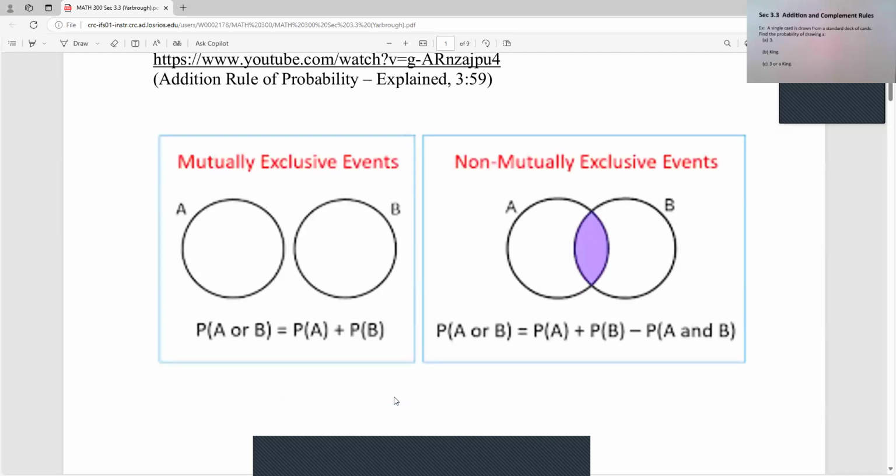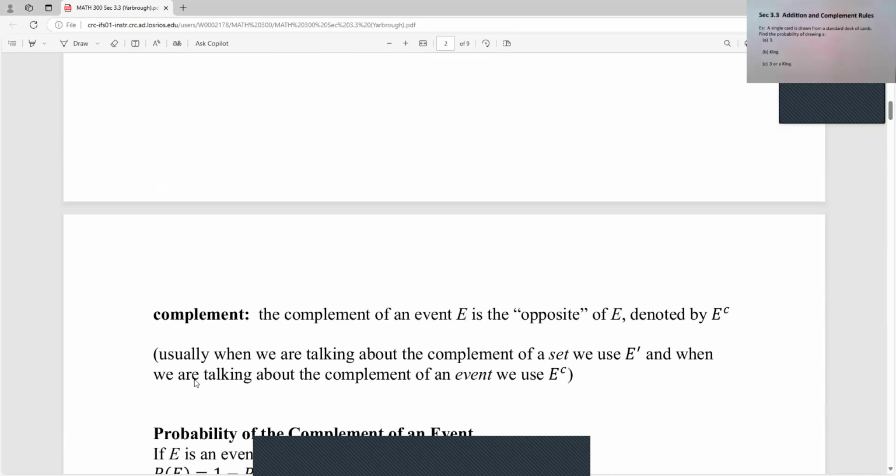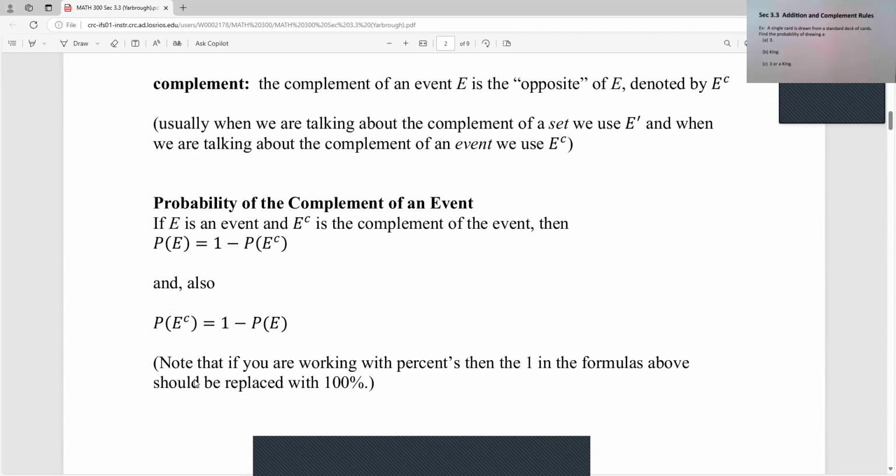The other thing we learn about in this section is the complement of an event. The complement of an event E is the opposite of an event, and we denote it by E with that little tiny C up on top. I know we've used the word complement earlier in this class, and the notation we used earlier was E apostrophe. If we were going to talk about the complement of a set E, we would use E apostrophe.